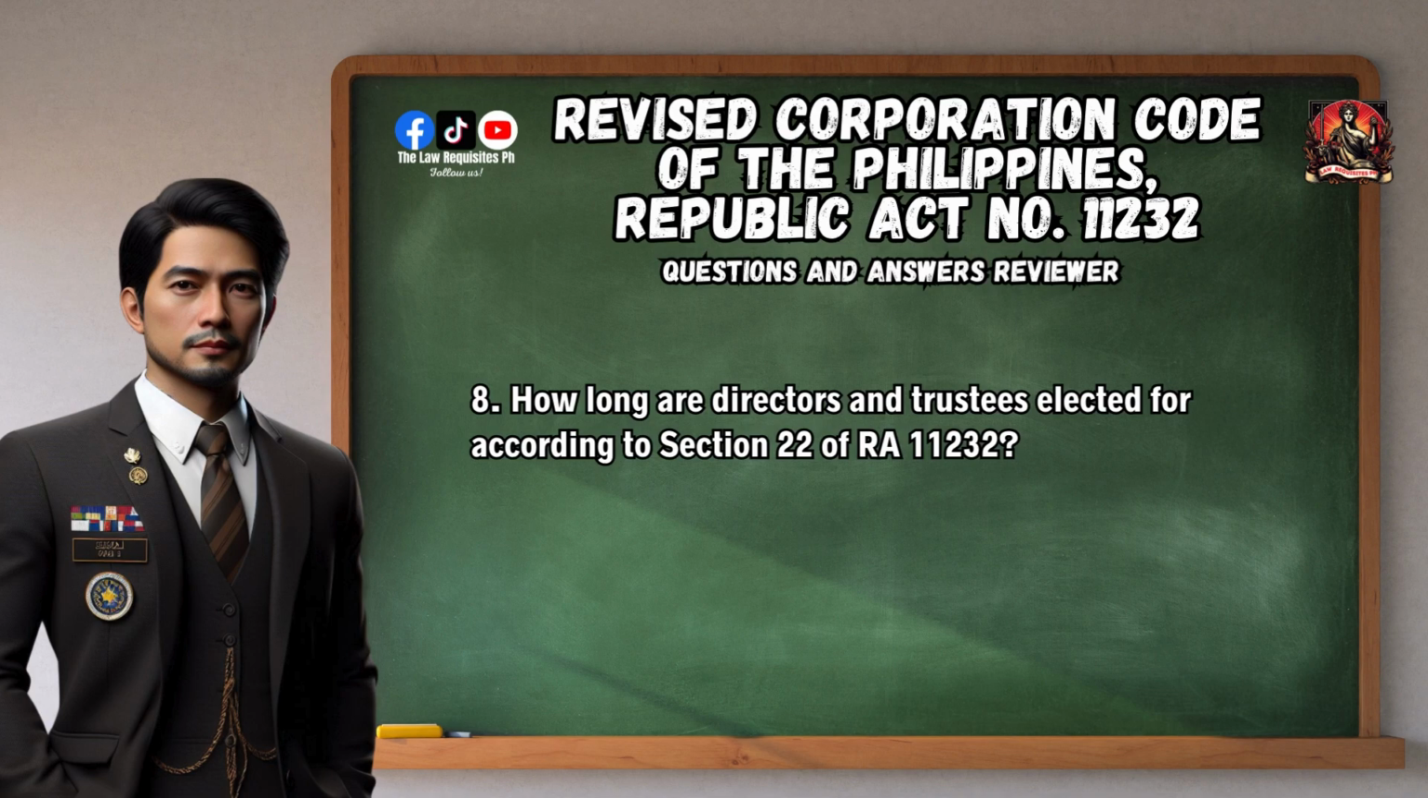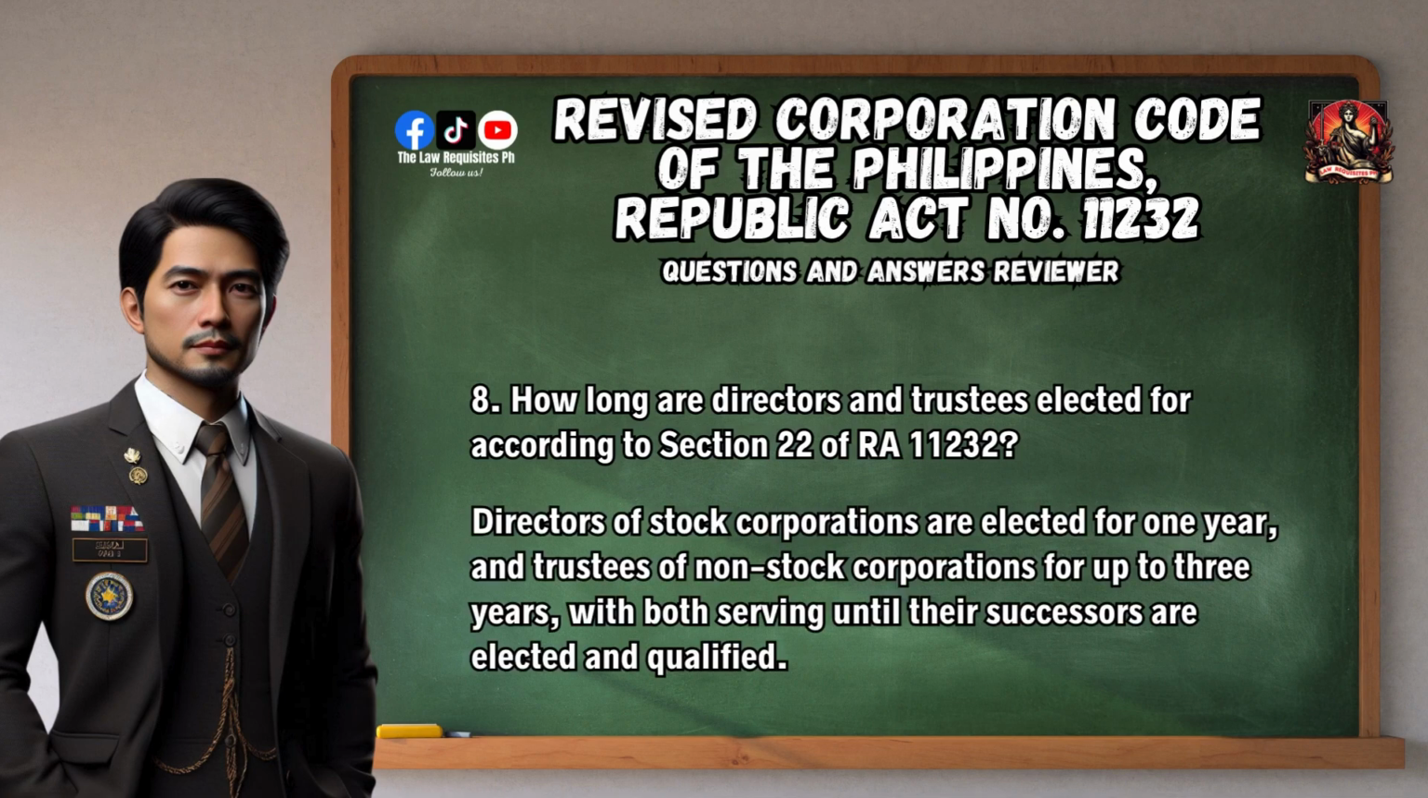8. How long are directors and trustees elected for according to Section 22 of RA 11232? Directors of stock corporations are elected for 1 year, and trustees of non-stock corporations for up to 3 years, with both serving until their successors are elected and qualified.